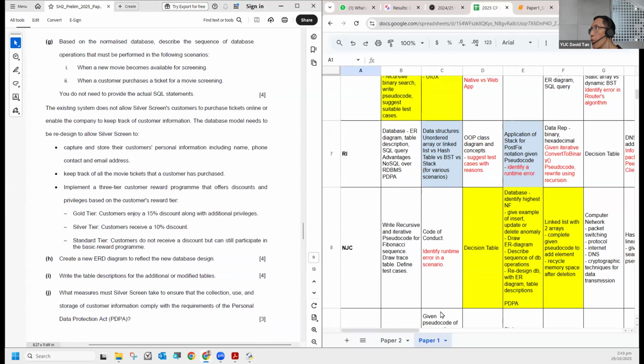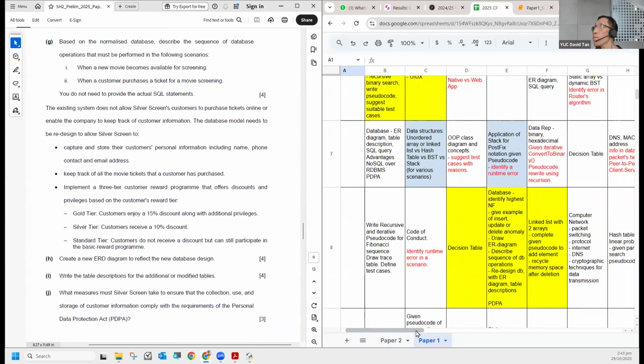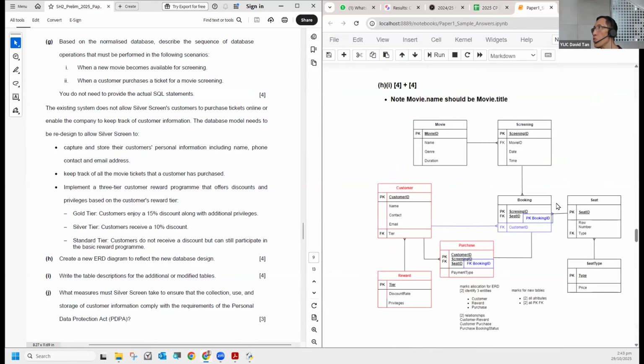Because of the scenario, I felt that it's an interesting question. And then of course there's one small portion where the Silver Screen needs to collect customer info. So that involves personal data protection. What are the measures? Please refer to that.